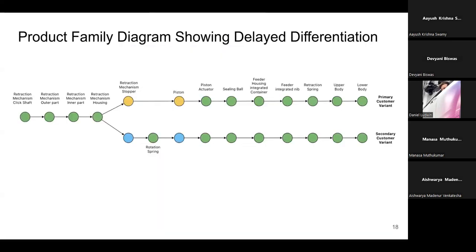Coming to the product family diagram, the initial assembly sequence is similar for both variants. When it comes to the retraction mechanism stopper, both have different designs. The yellow one is for the primary customer variant, the blue one is for the secondary customer variant. There is an extra rotation spring in the secondary customer variant. And finally, there is one last differentiation of the piston in the two variants. The subsequent processes in the assembly are similar.